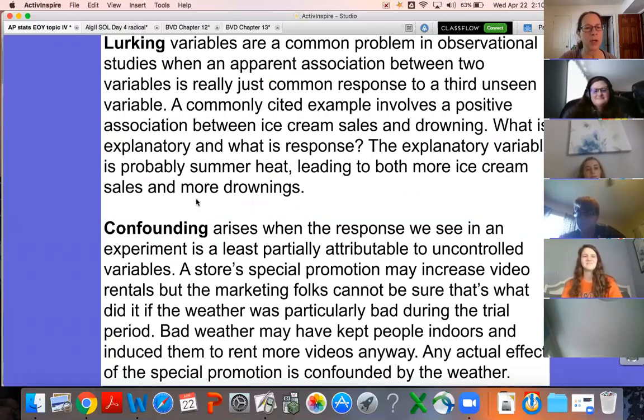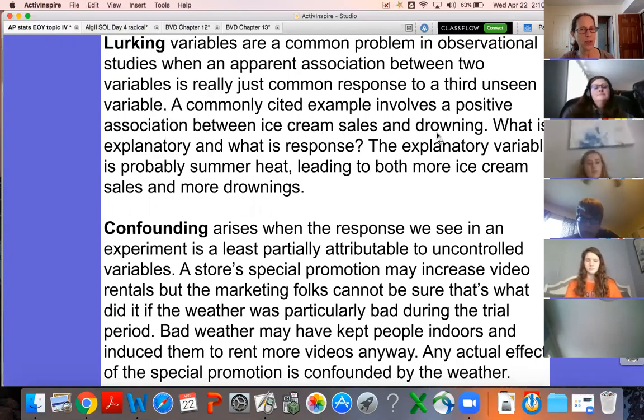I'm still stuck on lurking versus confounding, but I know both of them are bad for variables. When you're trying to make some kind of sense out of your data, if you have a lurking variable or a confounding variable, it messes you up. Remember they talked about the ice cream sales and the drowning? They said, do ice cream sales affect drownings or do drownings affect ice cream sales? And we said, no, they both have the heat. The lurking variable is the heat, and they both occur more during hot weather than cold weather.